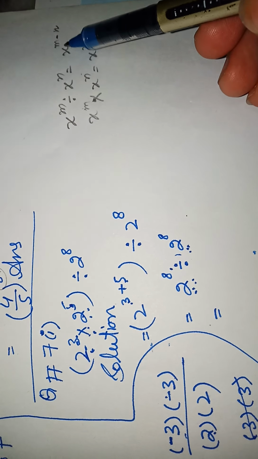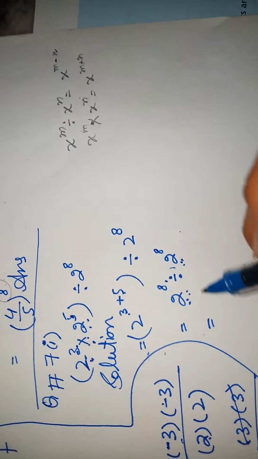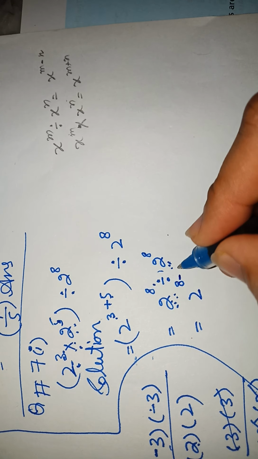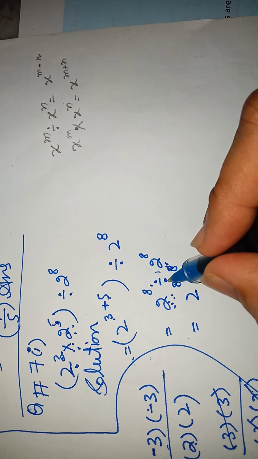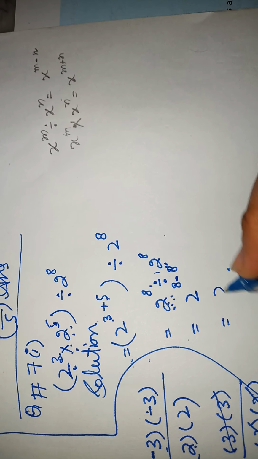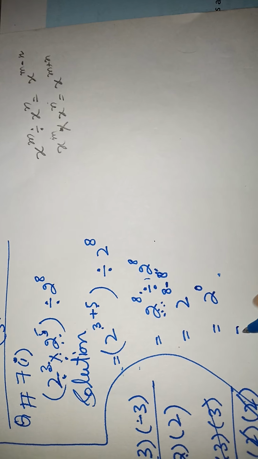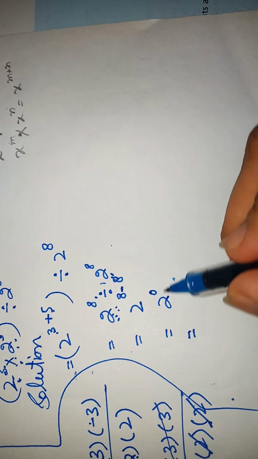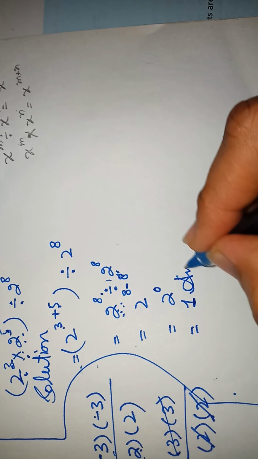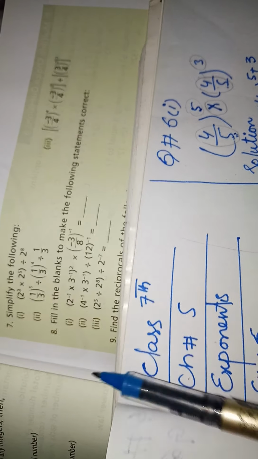So what rule will be applied here? The powers will be subtracted. Bases are same and the powers will be subtracted. Why? Because the sign is division between them. So 8 minus 8, it is 0. So remember that I have told you that something power 0 is equal to 1. So this is the answer. By following these steps, you can do the other questions, other parts of these questions.